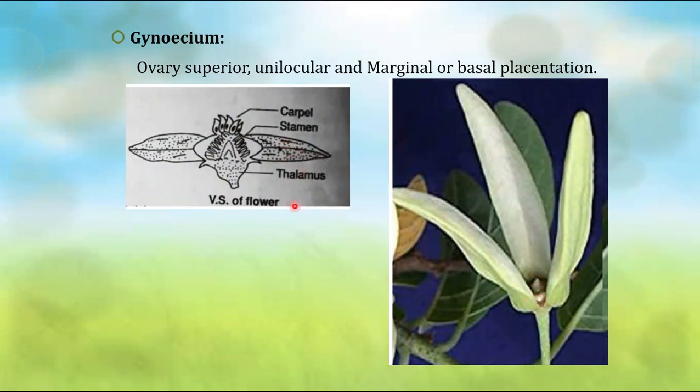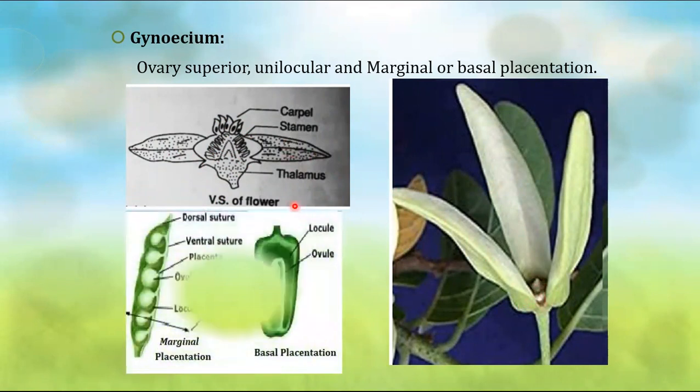Here we find marginal or basal placentation. Marginal, at the ventral suture, a number of locules are present. In each locule one ovule is present, that's why it is marginal. And basal, that means one ovule is present at the basal portion, so that is a basal type of placentation. Both types of placentation are found in the Annonaceae family.